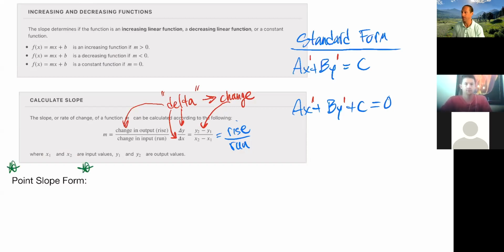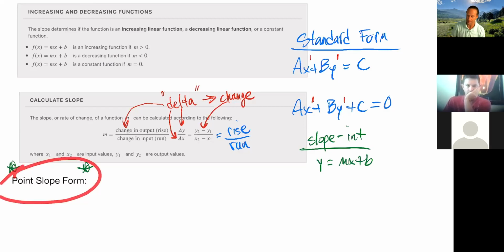I'm going to put stars by it. Our slope intercept, we already went over. That's our y equals mx plus b. And we can put f of x if it's a function. It passes that vertical line test, makes it more powerful. But does anybody remember the point slope form?